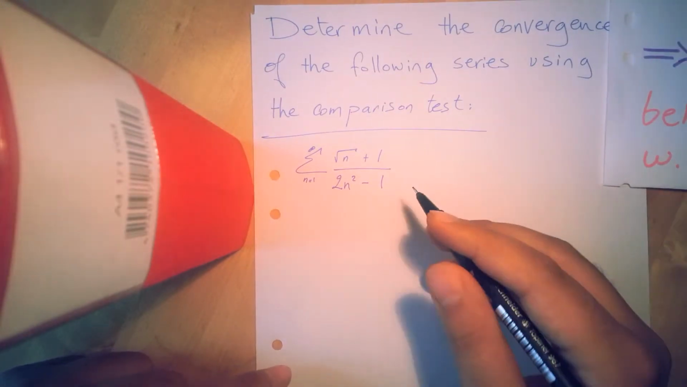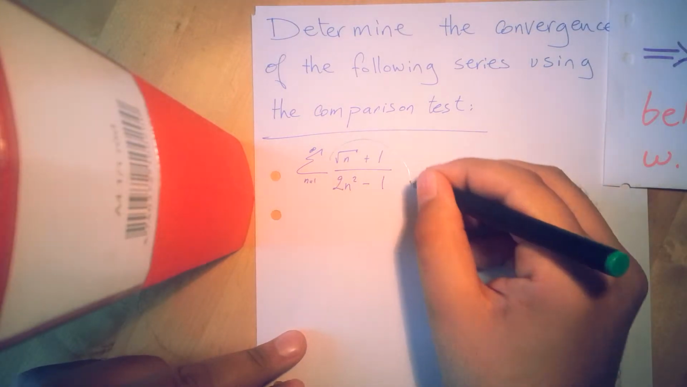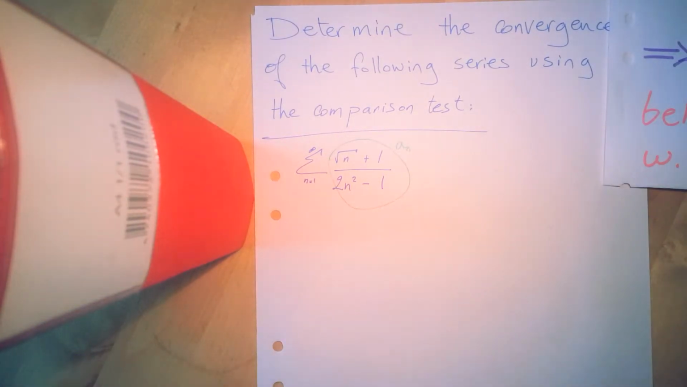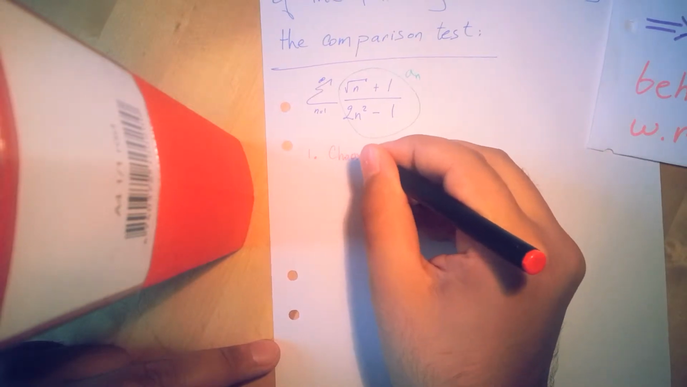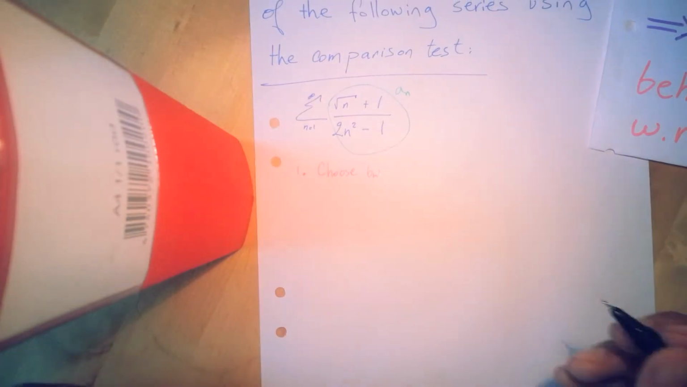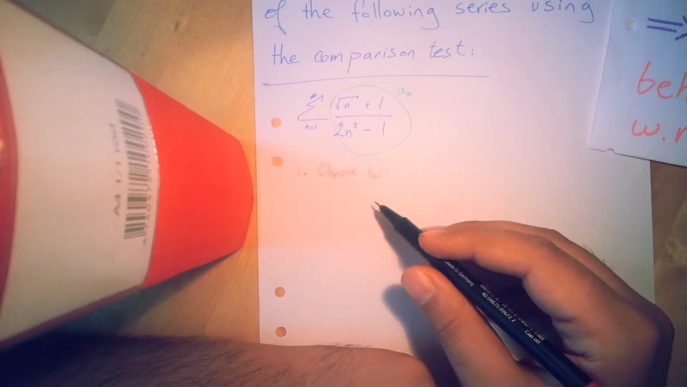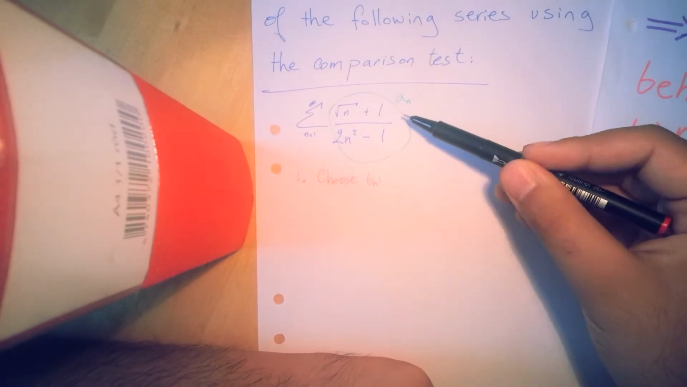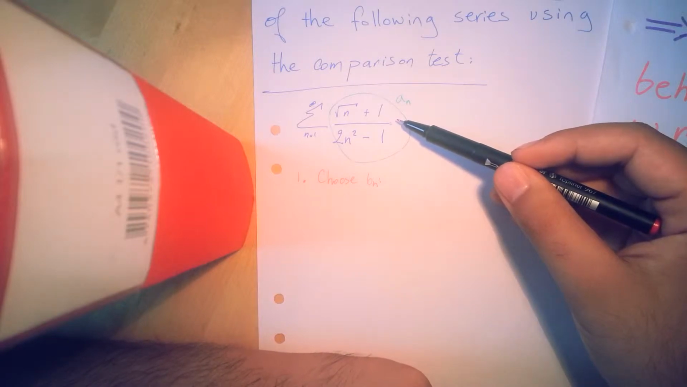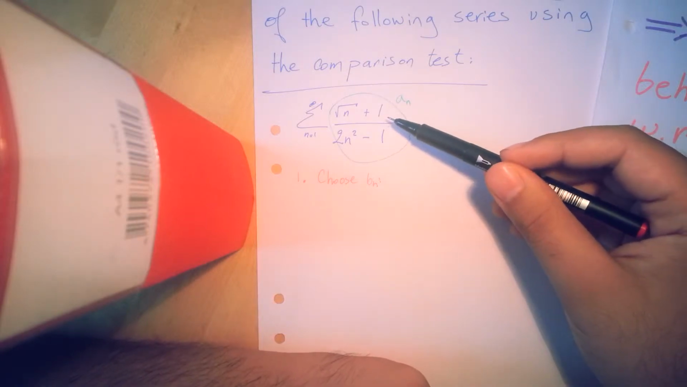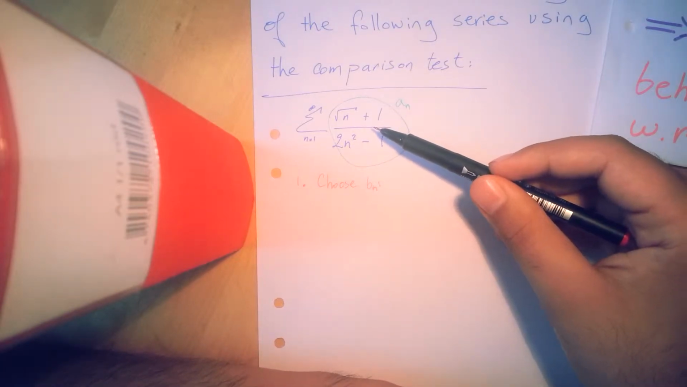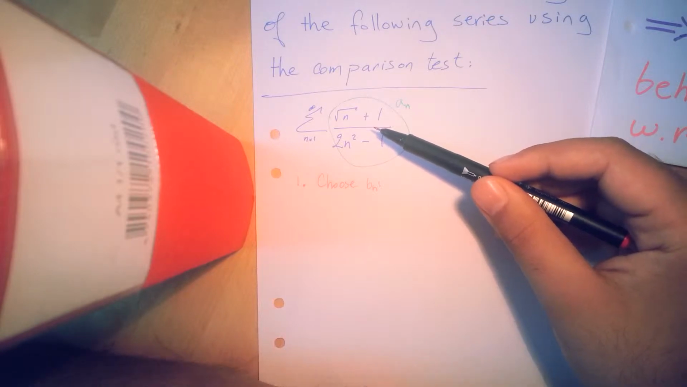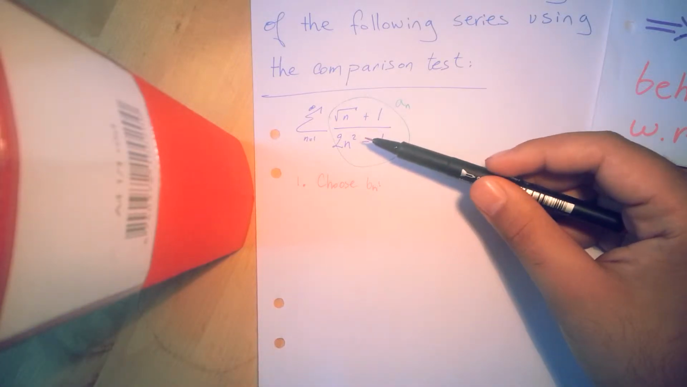So if we look at the example that we have and try to do it, this is our an. The steps we take to solve a question like this: firstly, we have to choose a bn, because we have to have some kind of bn to compare the an to. So how do we choose a bn? Well, the way to choose a bn is basically just to look at this an and think, what does this expression behave as when n is a really large number? So when n becomes a super large number, not 100, not a million even, but think about trillions and billions. What does this behave as?